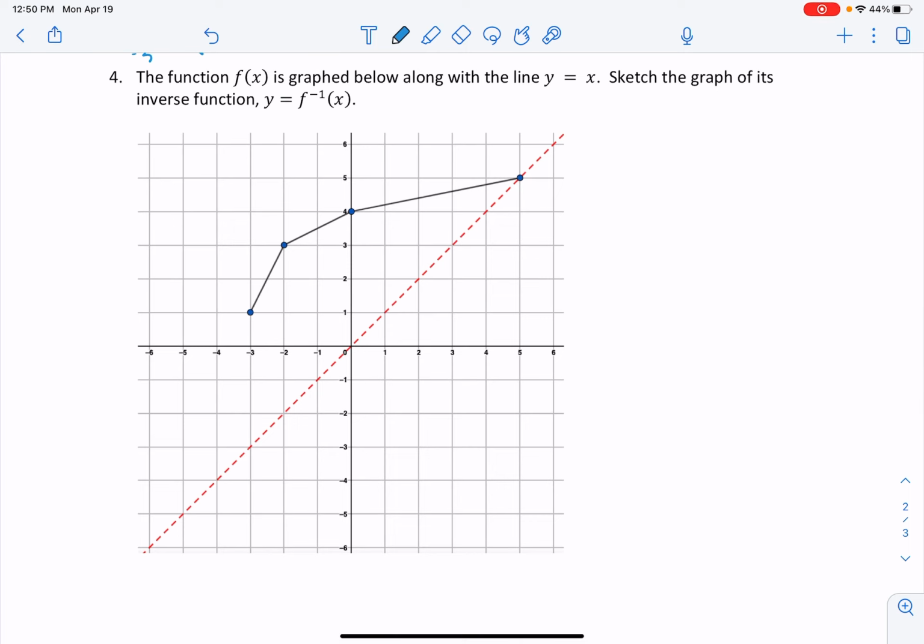The function f of x is graphed below along with the line y equals x. So remember, this is like our line of symmetry here. Sketch the graph of its inverse function. So let's take a look. We've got our original here, and then we need the inverse.